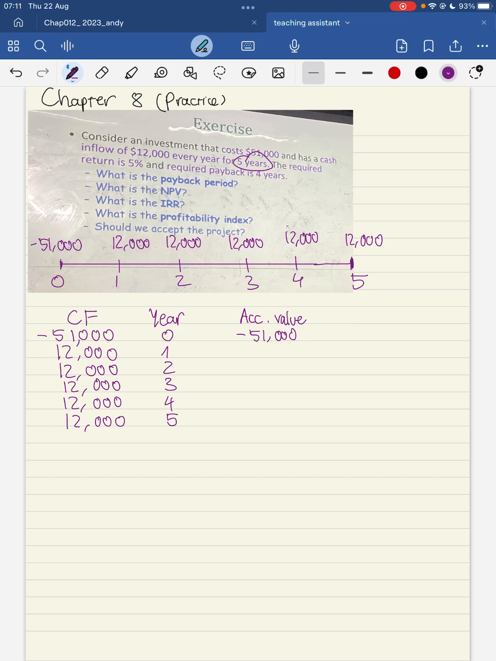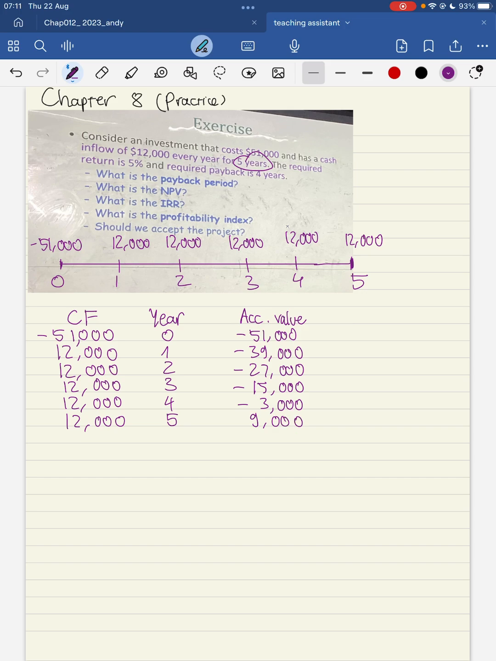Next, in year 1, we have a 12,000 cash inflow. Now, we take this number, we add it to the previous accumulated value, which is minus 51,000. So 12,000 plus minus 51,000 will be equal to minus 39,000. Similarly, we have minus 27,000, minus 15,000, minus 3,000. Finally, we have 9,000.